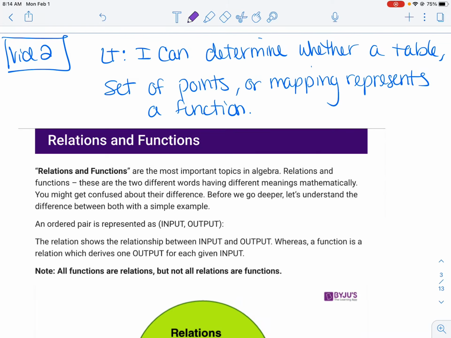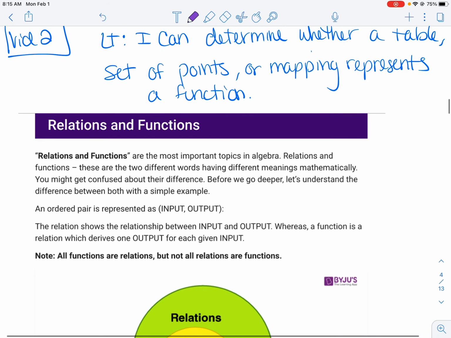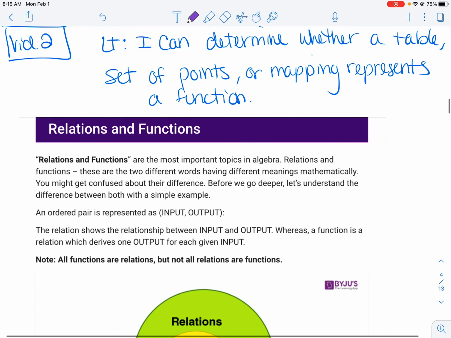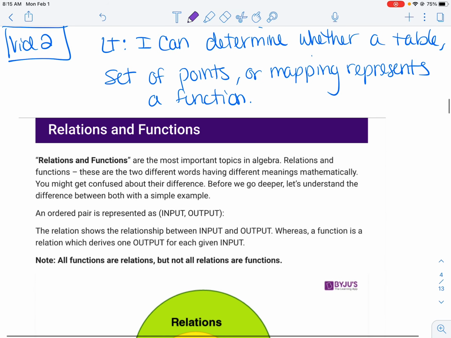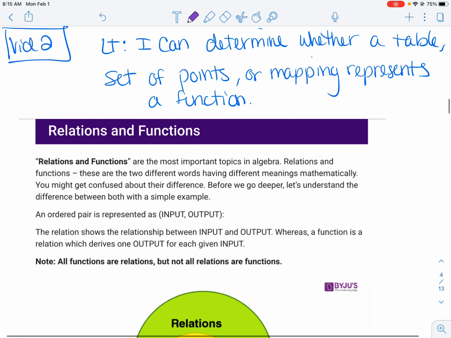Good morning, guys. So this is for group 2 here, and your learning target is I can determine whether a table, set of points, or a mapping represents a function. So we're going to start by talking about the difference between relations and functions, and then look specifically at tables, points, or mappings. And you want to take some good notes here because you're going to be teaching this to other people in a little while.